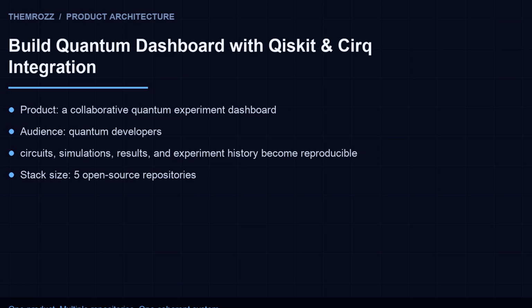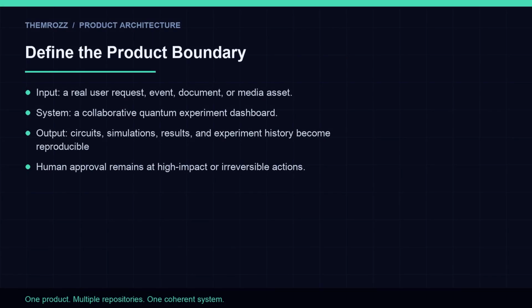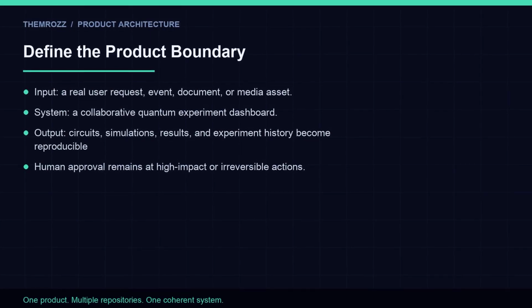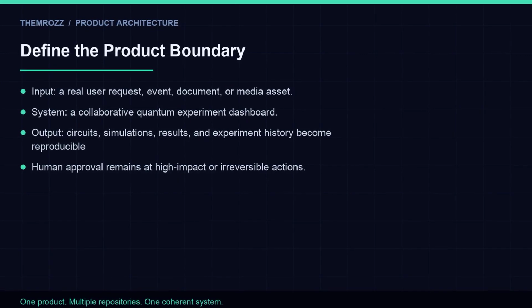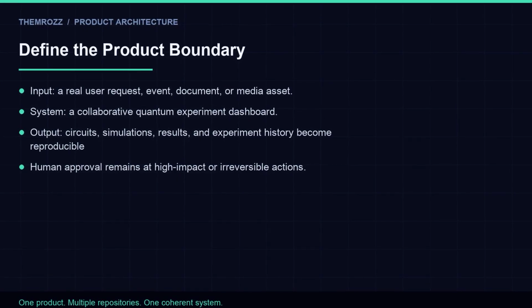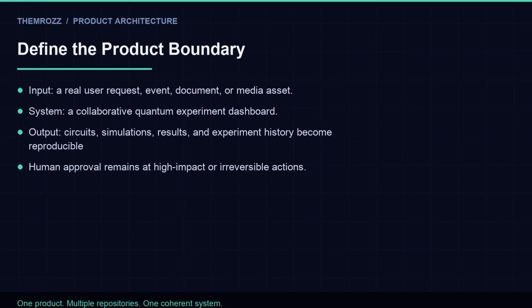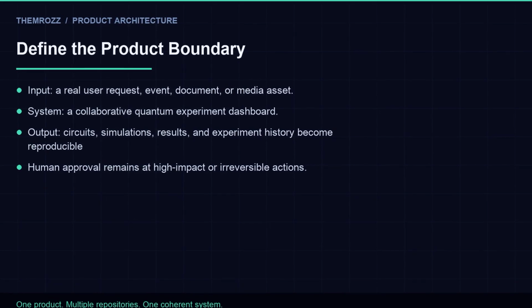Once finished, the full experiment record, raw data, circuit diagrams, parameter settings, and hardware telemetry, is stored in a versioned repository. Teammates can click replay to rerun the exact same configuration weeks later, even if the original hardware has been decommissioned or Qiskit or Cirq libraries have updated.